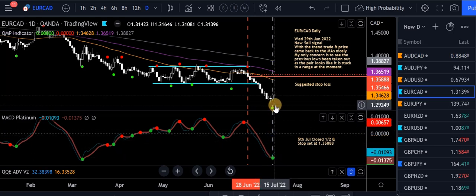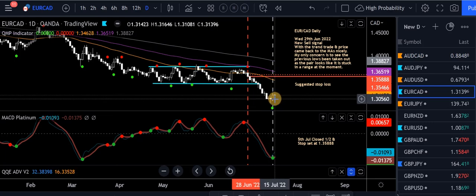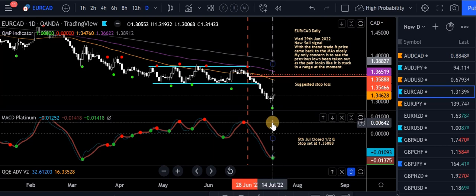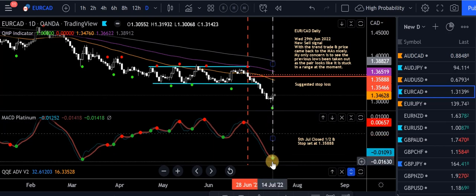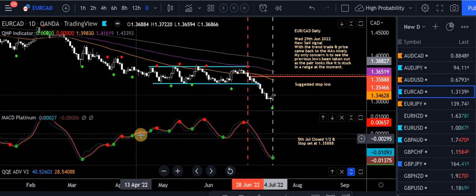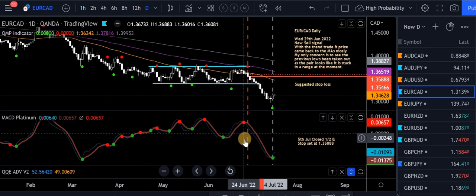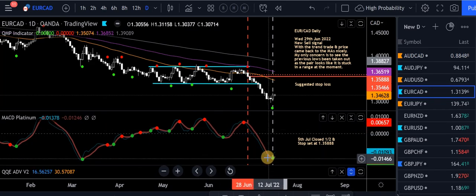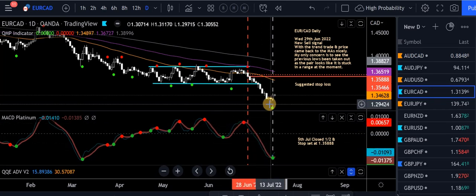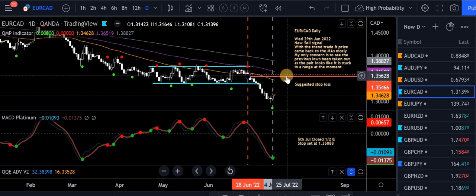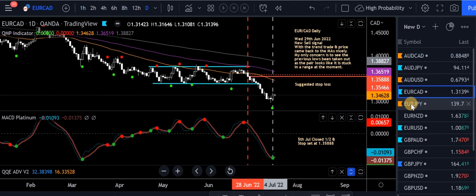So I may still have a look at this, see how we go on Monday, maybe Tuesday, because this MACD Platinum's a long way below the 0 level, and this oscillates around the 0 level. Generally I'm looking to buy when it's below it and sell when it's above it. So it's the EURCAD, nothing doing at the moment, can't lose on that sell, that's a good thing.